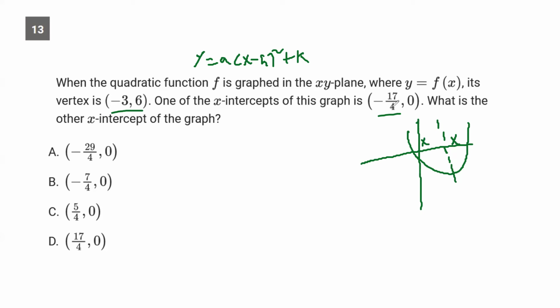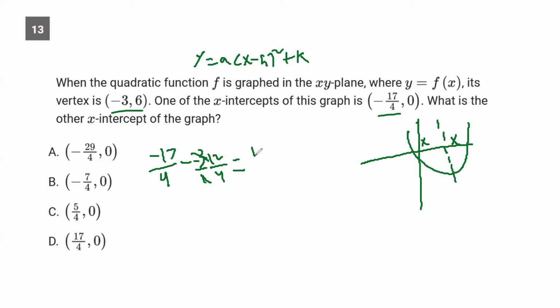So we find the distance between negative 17 over 4 and negative 3. We could then add that distance in the other direction to see what the other value would be for the x-intercepts. So I'll do that right now, right? So we're going to do negative 17 over 4 minus negative 3, or it's 3 over 1, which becomes 12 over 4. And it's negative 3, right? So negative 12 over 4.